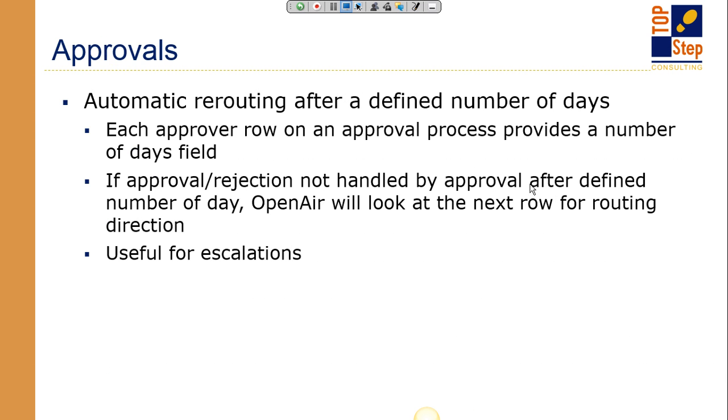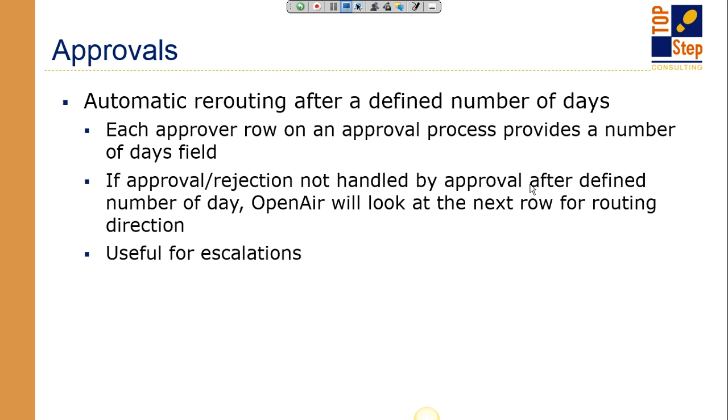The last point about approvals is the automatic rerouting. I see this a lot where you have multiple approvers, but the primary is person A, and person A only has X days to approve it. And if person A doesn't approve it, then it gets escalated to person B. What this really controls is alerts.